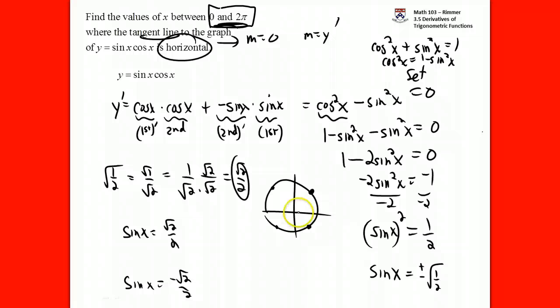Okay. For pi over 4, for the first 45, it's positive. This is x equals pi over 4. For this next one, the sine is still positive. Sine is negative when the y is negative, right? The y value on the unit circle corresponds to sine. So it's 3 pi over 4 is what that one's called. And then these two down here are 5 pi over 4 and 7 pi over 4.